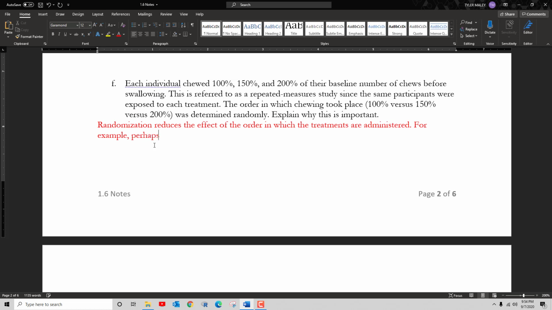For example, perhaps the first time through, the subjects are more diligent about their chewing than the last time through this study, right? So maybe the first time through they're more diligent, more, I don't know, focused, like excited about doing the study versus the last time, right? So we want to try to reduce that effect that's going to happen on our data.